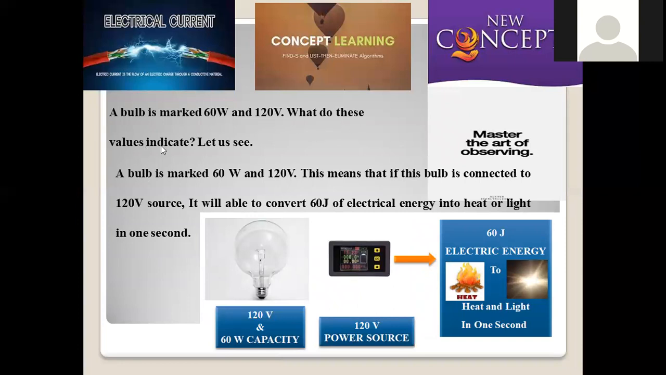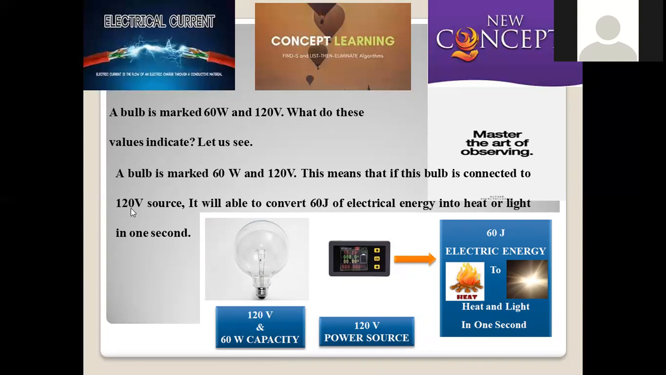A bulb is marked with 60 watts, 120 volts. What do these values indicate? Now let us see. Here, I have chosen one bulb whose capacity is 120 volts, and 60 watts of power is provided. Then what is the detailed explanation of 120 volts and 60 watts of power, right? So a bulb is marked with 60 watts and 120 volts.